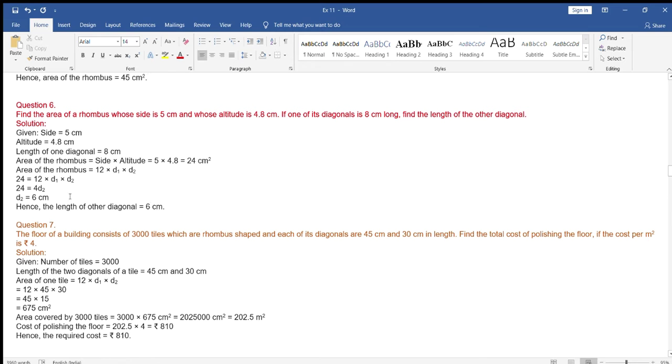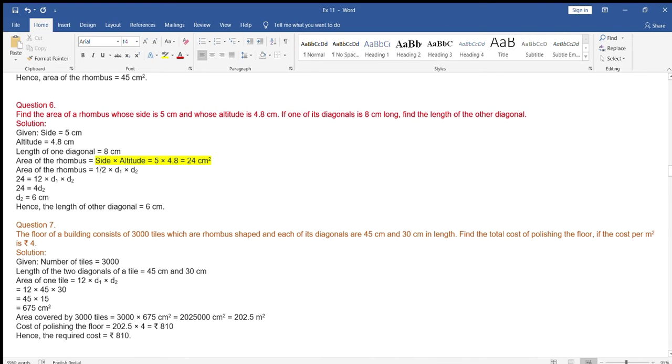Now see, what is given to us? Side and altitude. So with the help of side and altitude, we can find out the area of the rhombus, because a rhombus is also a parallelogram, and the area of a parallelogram is base into height. So we are finding its area using side into altitude. This we can use.